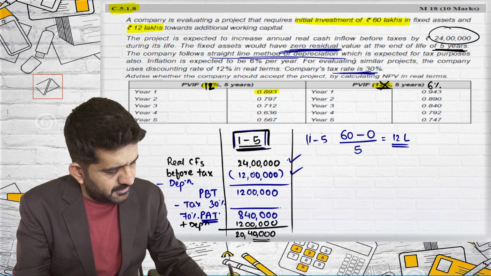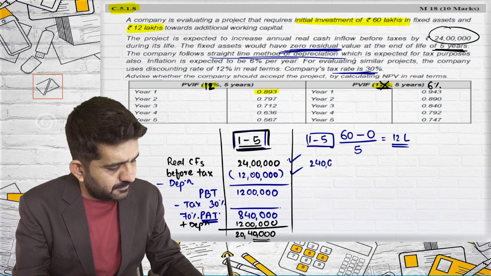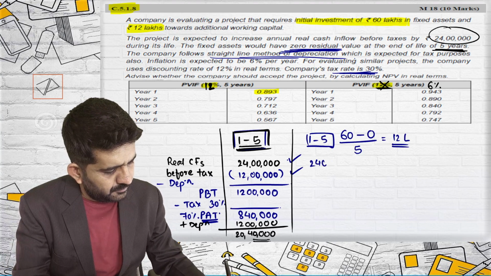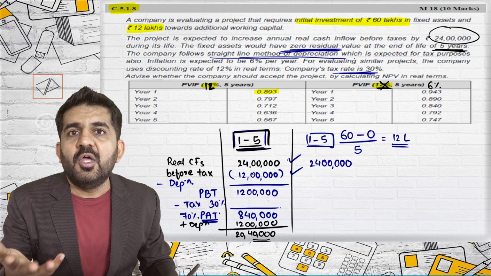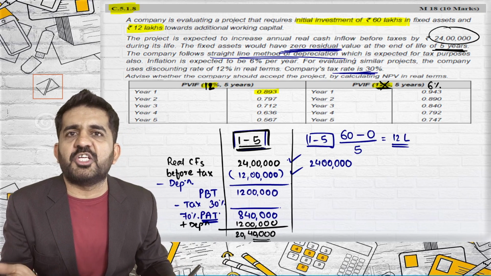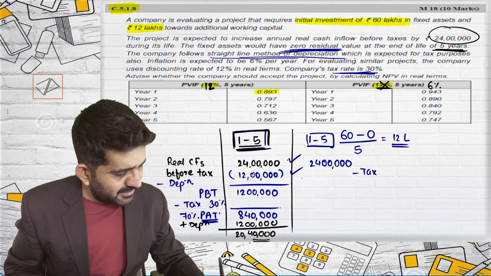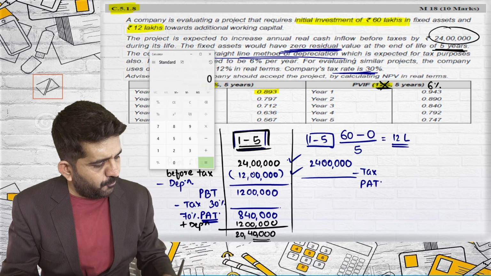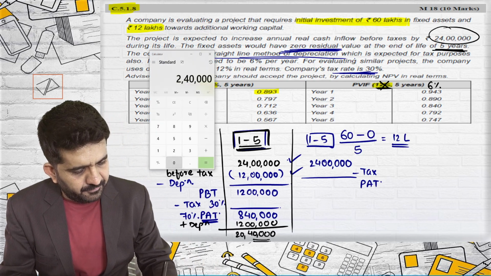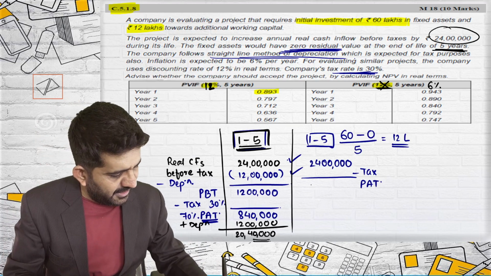1 to 5 years. What is cash flow before tax? 24 lakhs. Deduct depreciation. No. Why? Depreciation is a non-cash expenditure. Don't deduct it. Directly deduct tax. Minus tax. So this will be profit after tax. Profit after tax is 24 lakhs into 70%. 24 lakhs into 70% is 16 lakh 80,000.